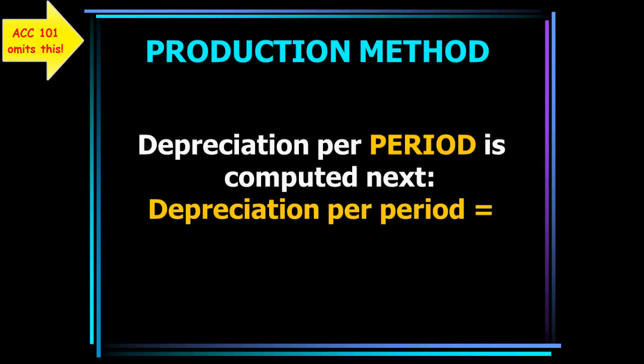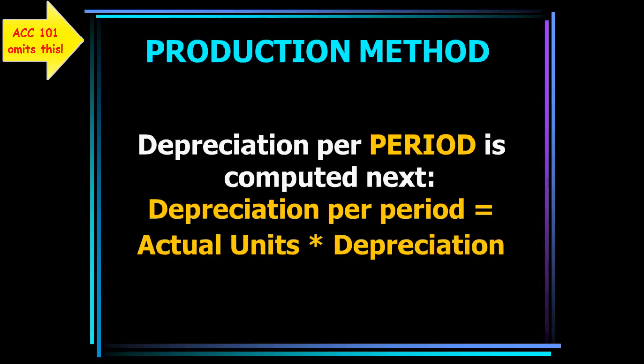To figure it for the period, I'm going to take my depreciation per unit, multiply it by the actual number of units during that period then. So if we figure depreciation is 50 cents per hour, and we use the machine for 200 hours, 50 cents times 200 says my depreciation would be $100 then.